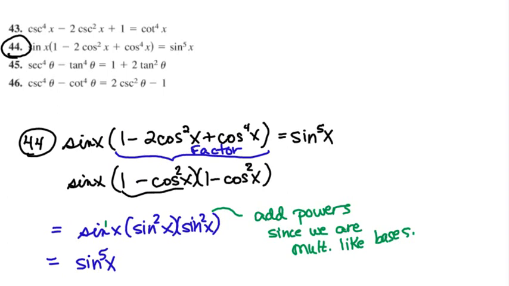We know that 1 minus cosine squared x is sine squared x, so we make that replacement twice. So we're left with sine x times sine squared x times sine squared x. When we multiply like bases, we add the exponents to get sine to the 5th x, so we are done.